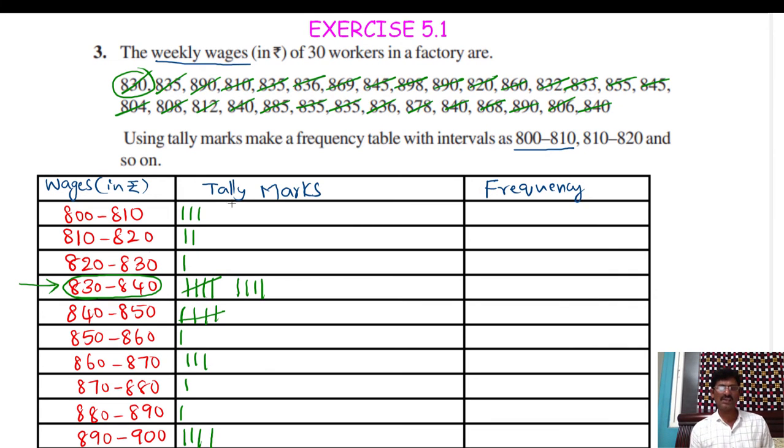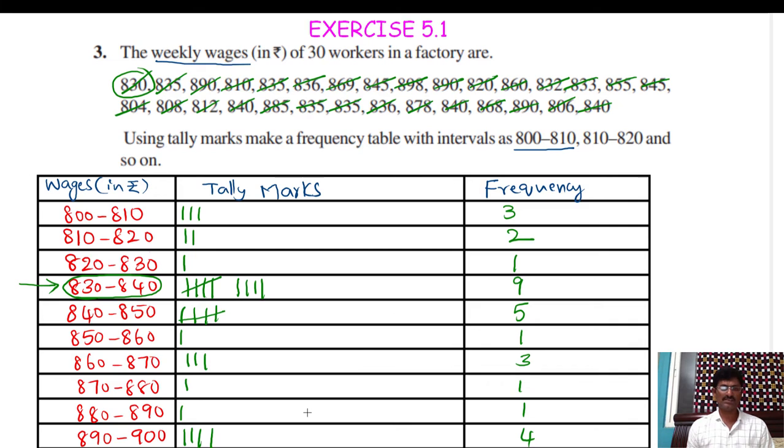Now let us count all these tally marks and write them as frequency in the form of numbers. If you take the first class, 800 to 810, there are 3 tally marks. So write 3 here in the frequency column. Now 810 to 820 we have 2 tally marks, write 2 here. 820 to 830 we have 1. 830 to 840 we have 9. 840 to 850 we have 5. 850 to 860 1, then 3, then 1, then 1 and then 4. This is the required frequency distribution table.